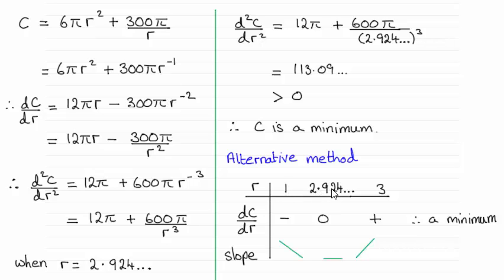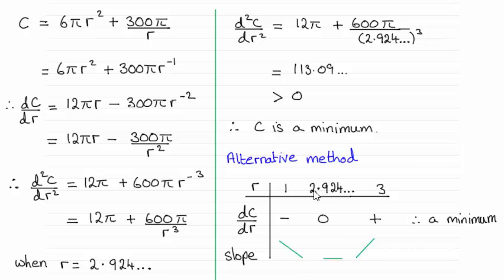Take a value greater than 2.924. 3 is a nice value. Substitute these values into our equation for dC/dr, the gradient equation. Okay, when you substitute 1 in, you'll find you'll get a negative value. So that means the slope is downwards.